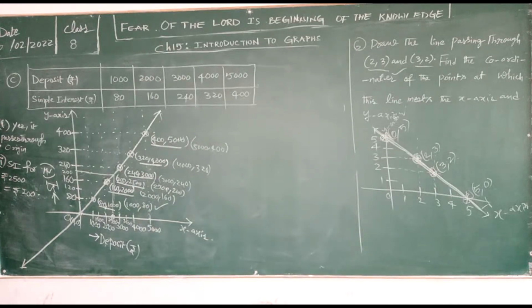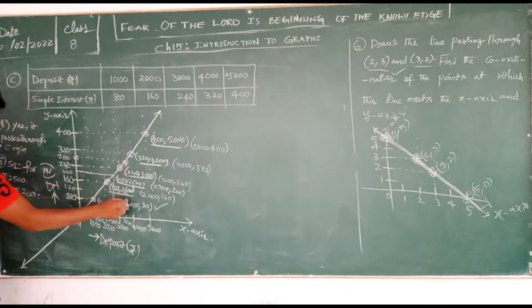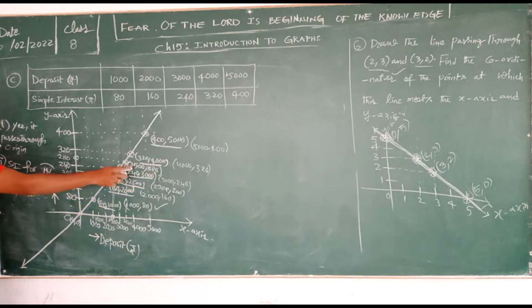Okay. All right. Next answer. To get an interest of 280 per year, how much money should be deposited? I want 280 rupees. Let's see now. 280 is in between 320 and this one, so the midpoint is your 280. So let's draw the point here. You will find one point and that is nothing but your 3,500. So this point is 3,500 comma 280. So for 280 rupees simple interest, your deposit should be 3,500.